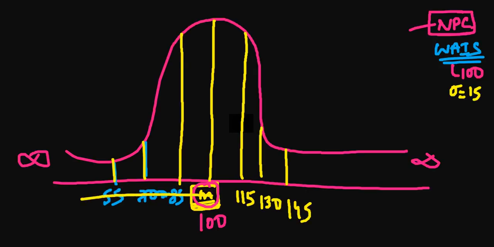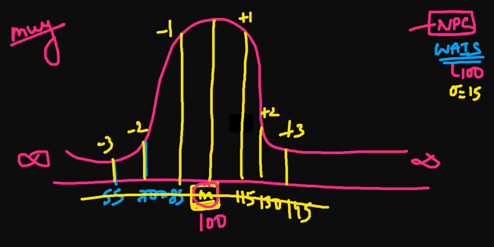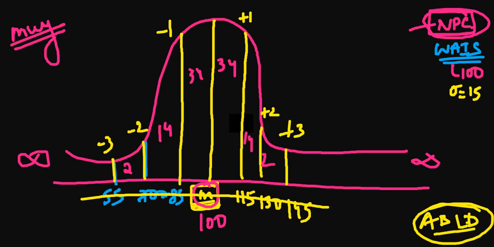And if we don't want to use these numbers, then it is simply an NPC for us: plus 1 standard deviation, plus 2 standard deviations, and plus 3 standard deviations, and this is minus 1, minus 2, and minus 3. Now you need to remember some very important numbers for your entire life: 2, 14, 34, 34, 14, 2. Just like you remember ABCD, remember this so that you don't get stuck in the statistics portion of your psychology paper. So this is 2, this is 14, and this is 34. Likewise, 34 here, 14 over here, and 2 over here.